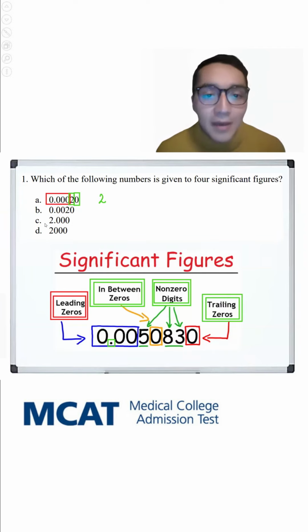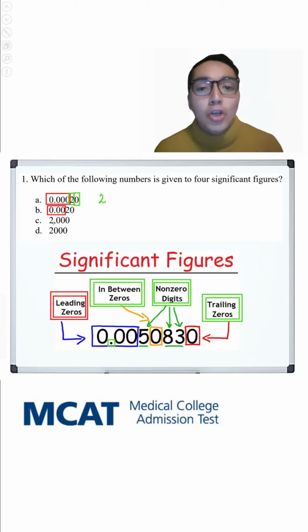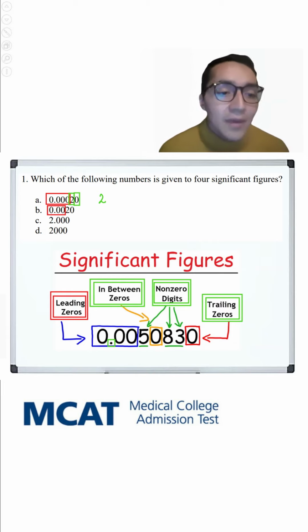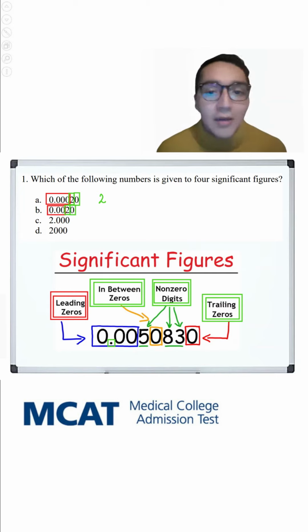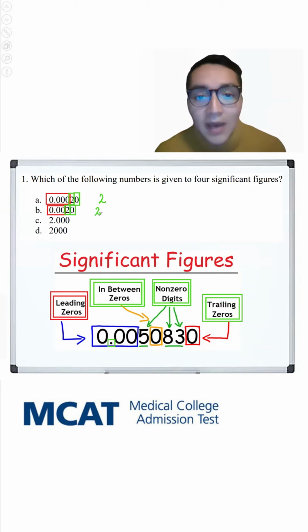In letter B, we can identify 3 leading zeros, but again, the leading zeros are not considered as significant figures. After this, I can count the number 2 as a non-zero digit and 0 as a trailing zero. So as a conclusion, in letter B, I can notice just 2 significant figures.